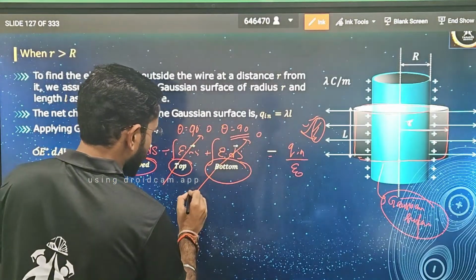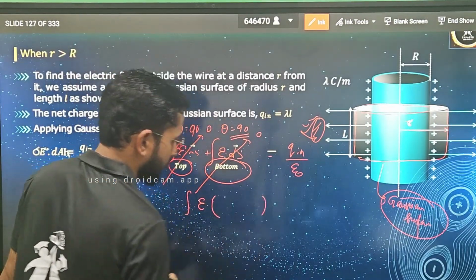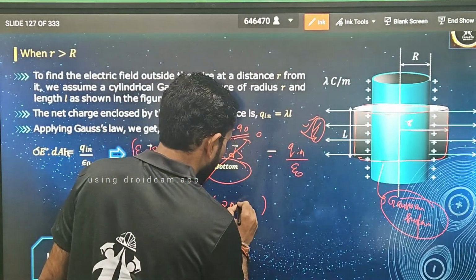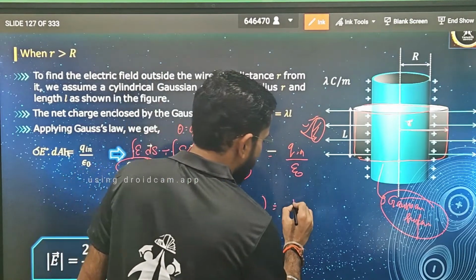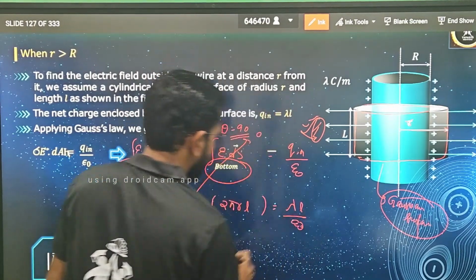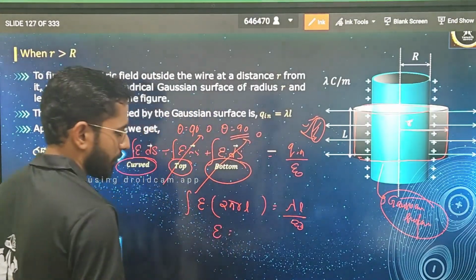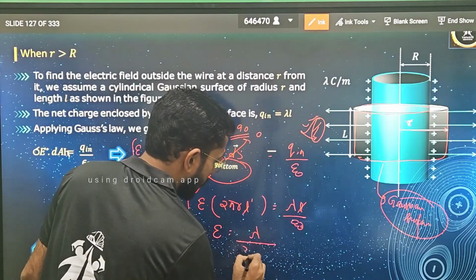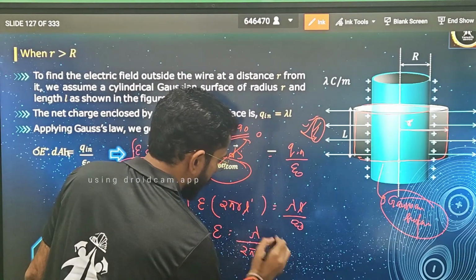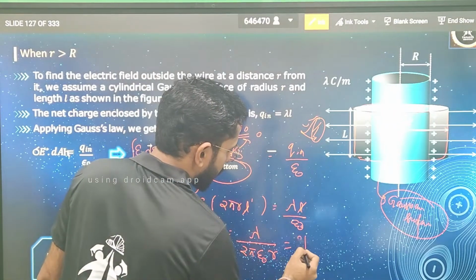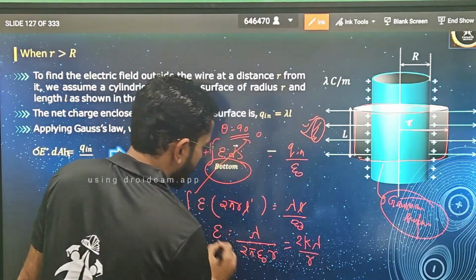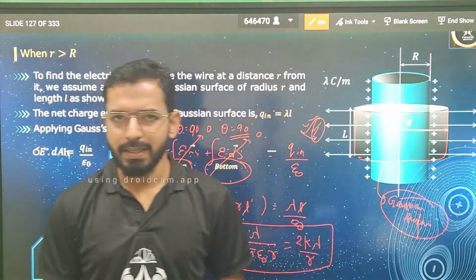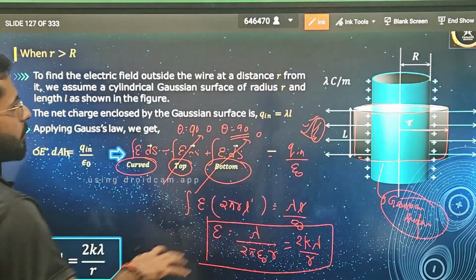Now for E dot ds, what will you write? The curved surface area of the cylinder, I have told you already, is 2 pi r l. The net charge present inside is lambda L, divided by epsilon naught. That means the net electric field is lambda, and L will get cancelled, over 2 pi epsilon naught r. I know this final result is nothing but 2k lambda by r. This is the net electric field coming from an outside point. Is it clear? The same case holds for an infinite wire also.